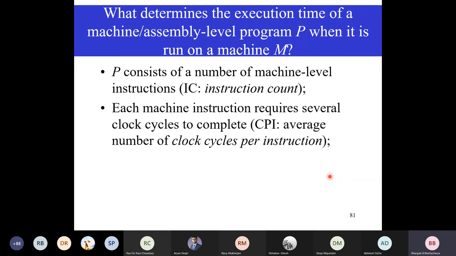Recall the load instruction. What actions are needed for executing the load instruction? There are so many steps, right? So each machine instruction requires several clock cycles to complete. And these clock cycles, as you said earlier just now, may vary, of course. So let us consider an average of that. So average number of clock cycles per instruction.